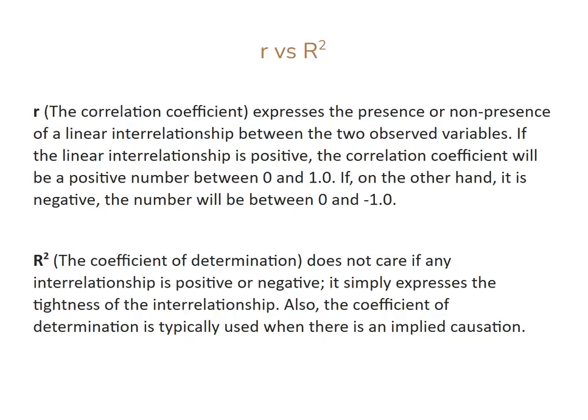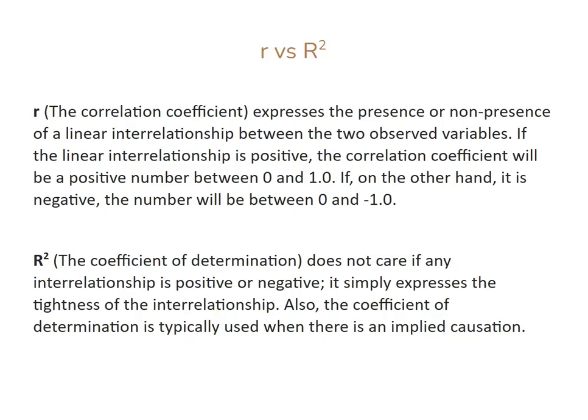And then the farther away you go from 0 in either direction will be less of an indication of a linear relationship. So we want it to be close to 1 or negative 1. We don't want the number to be close to 0 in either direction.